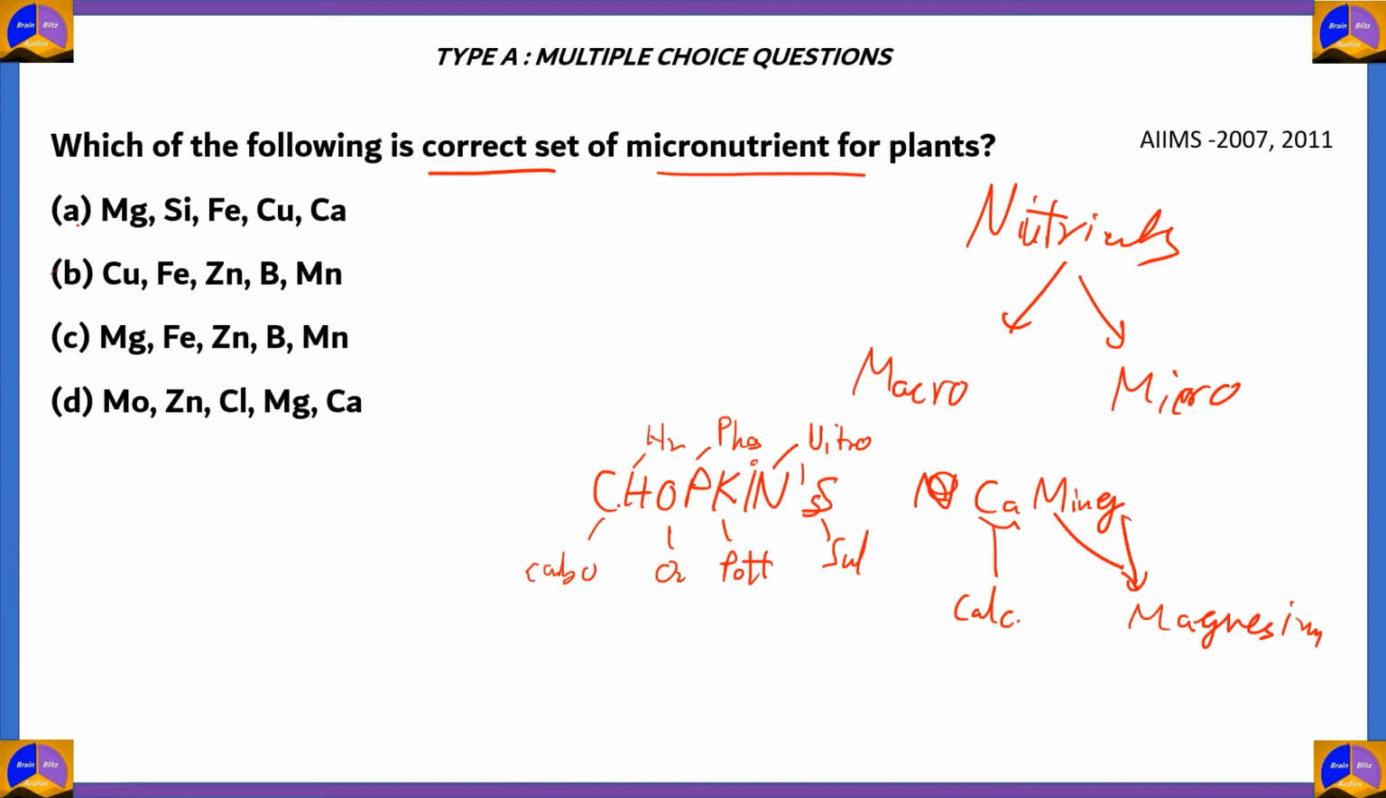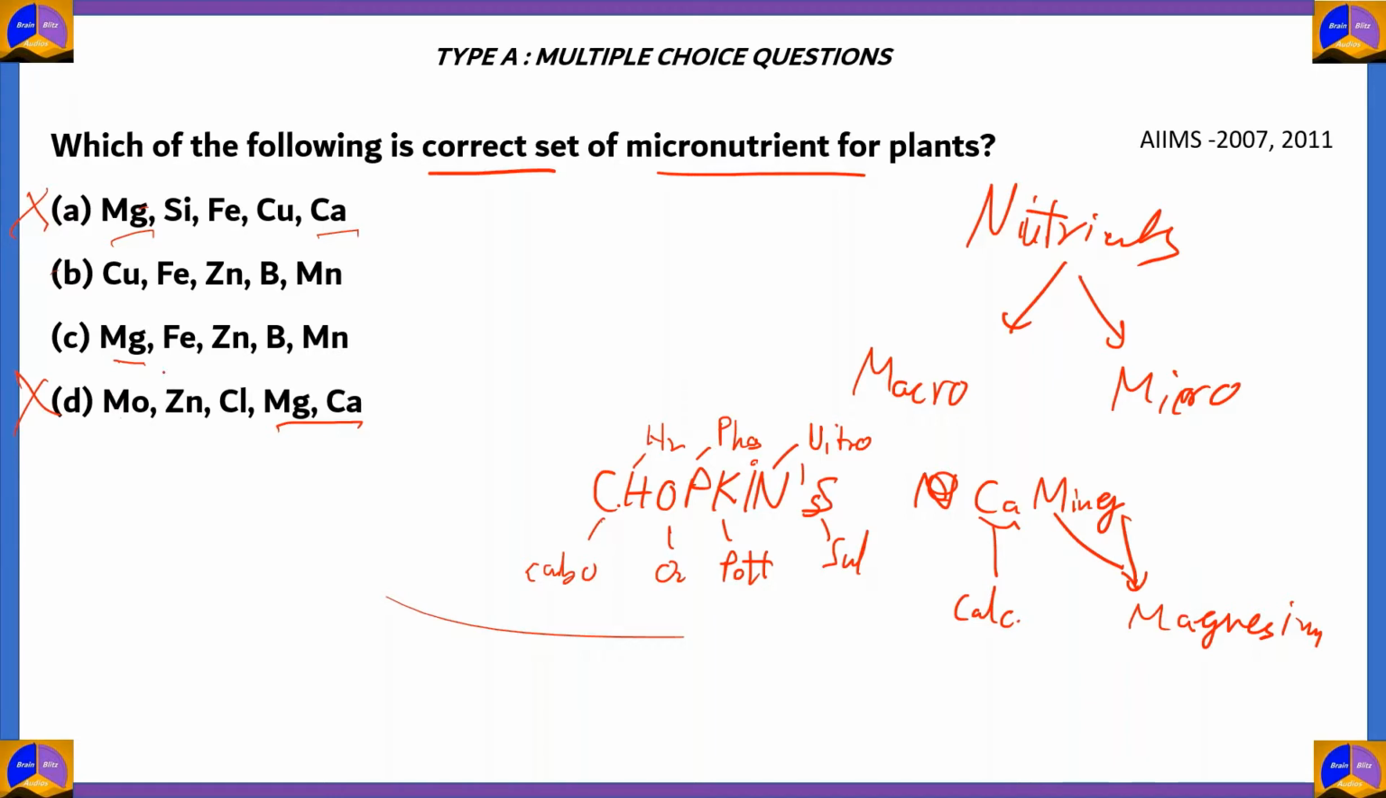So in order to find out which of these is the correct set of micronutrients, we need to find out which of these does not contain the list of macronutrients we have in the mnemonic. So let's look at the first option, Mg, Si, Fe, Cu, Ca. Now here we find the presence of Mg and Ca. So these are macronutrients. So this is not the correct set. Option A is incorrect. What about option D? Molybdenum, zinc, chlorine, again, magnesium and calcium. That makes it incorrect.